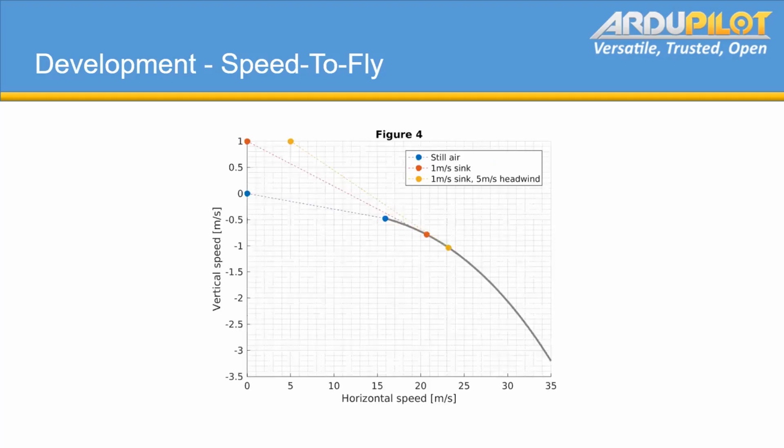And this also works for headwinds as well. In that case, we offset the starting point of the tangent by the sink speed and the headwind speed. This example shows that if we're flying in 1 meter per second of sink and 5 meters per second of headwind, now we need to fly at 23 meters per second to maximize our distance traveled. So we're creeping up and up as we add more and more effects.